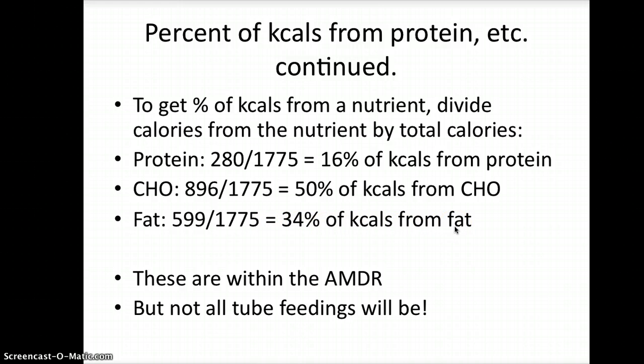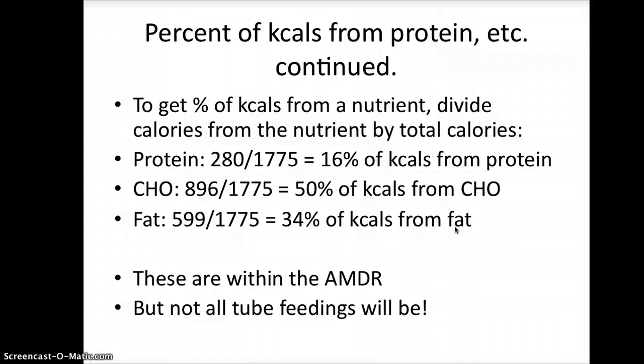Now, if you go back to chapter 1 and look up on page 10, the acceptable macronutrient distribution ranges, you'll see that the AMDR for protein is between 10 and 35%. The AMDR for carbohydrate is 45 to 65%. The AMDR for fat is 20 to 35%. All of these fall within those ranges.